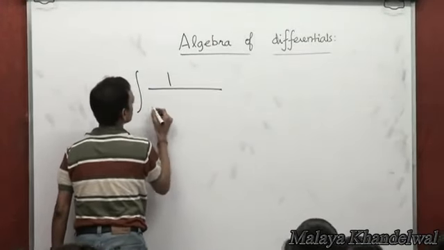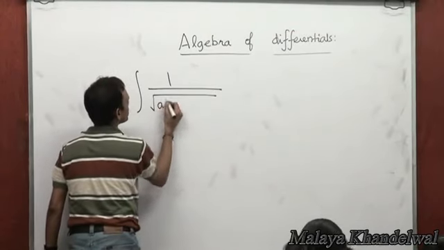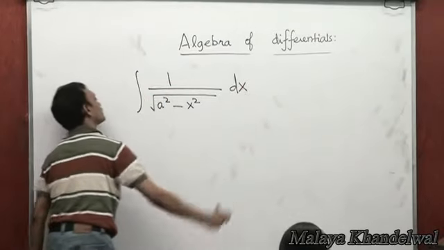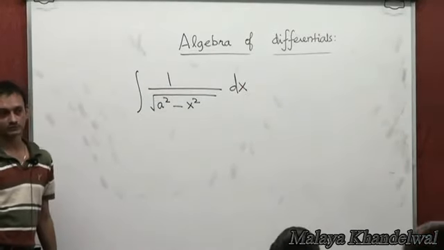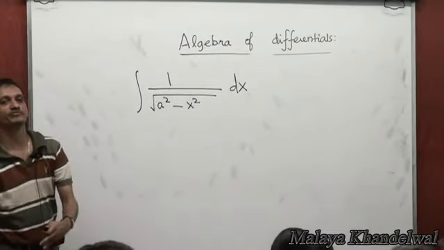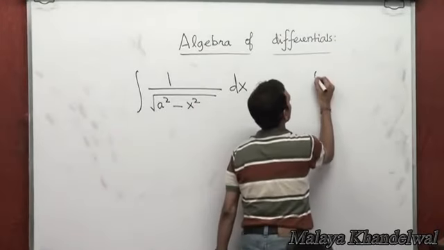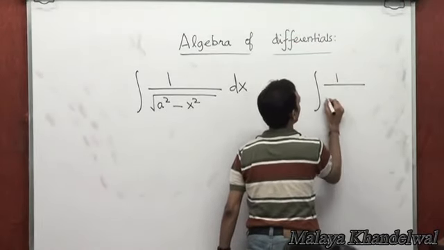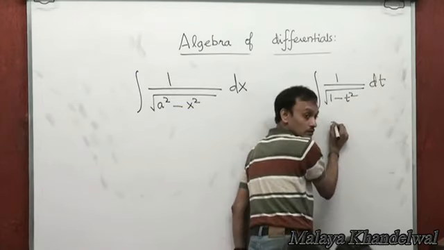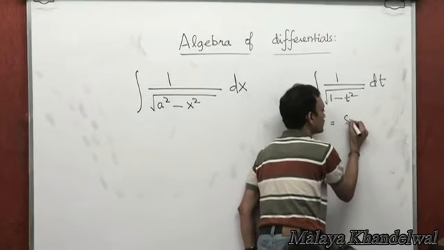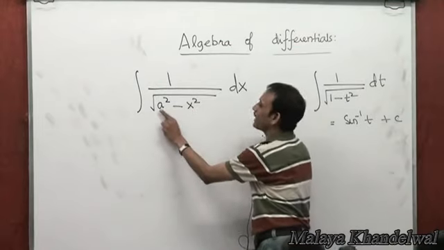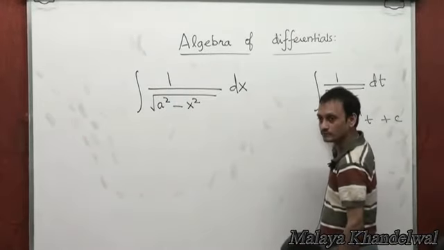Integral 1 by root a squared minus x squared dx. This, of course, is a slight departure from the following integral: 1 by root 1 minus t squared dt. What was that supposed to be? Sin inverse t. That was sin inverse t plus c. Now the departure is that you have a squared instead of 1.